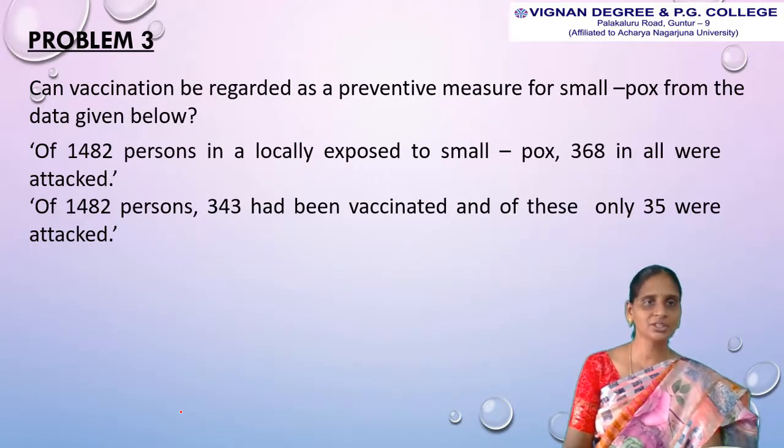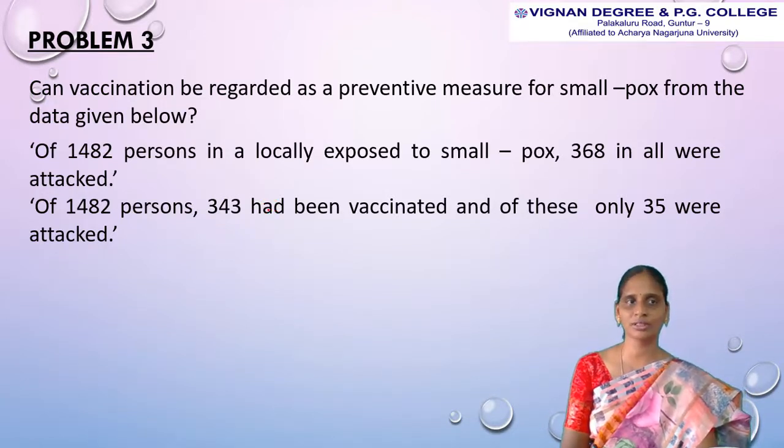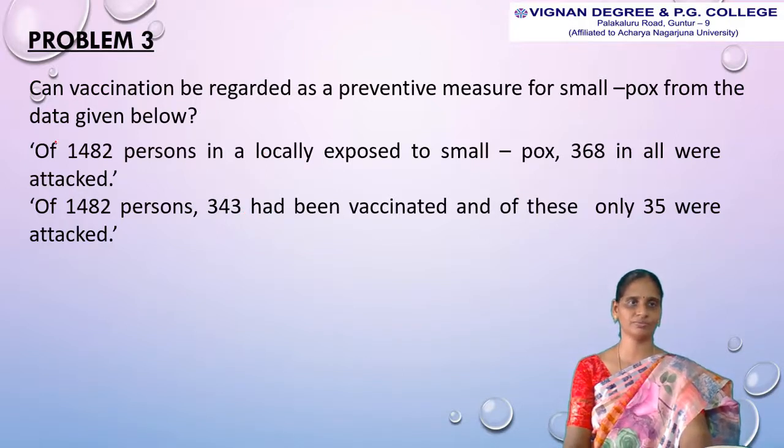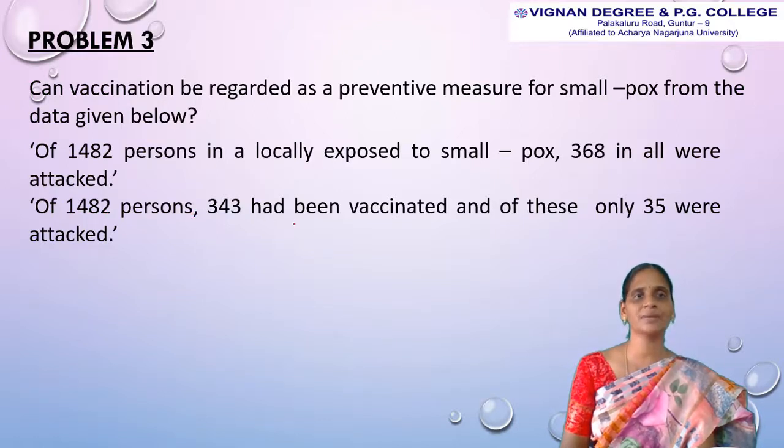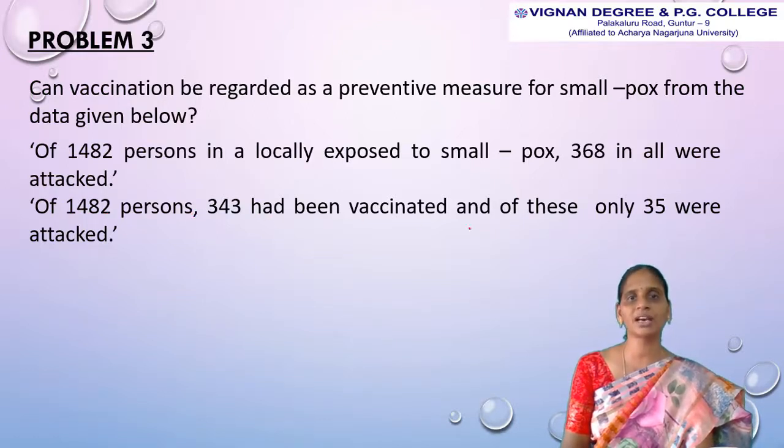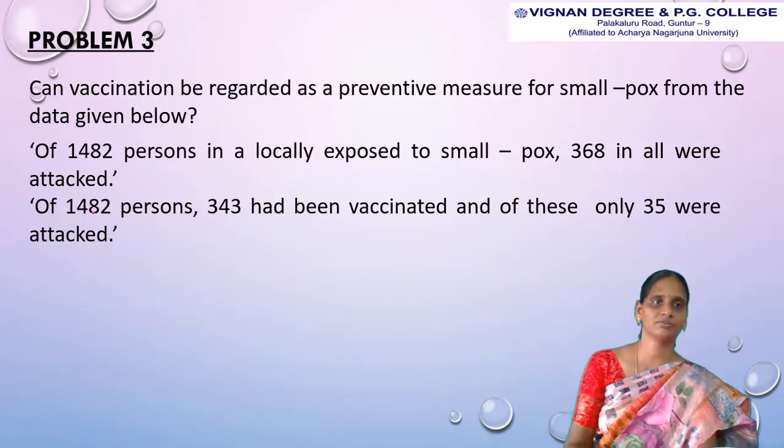Can vaccination be regarded as a preventive measure for smallpox from the data given below? Of 1482 persons locally exposed to smallpox, 368 in all were attacked. Of the 1482 persons, 343 had been vaccinated, and of these only 35 were attacked. So what is the solution of the problem?